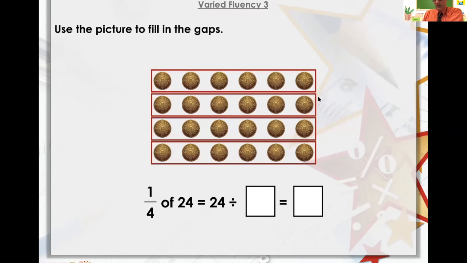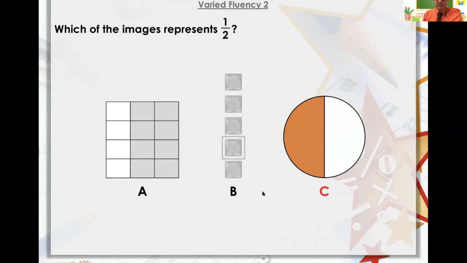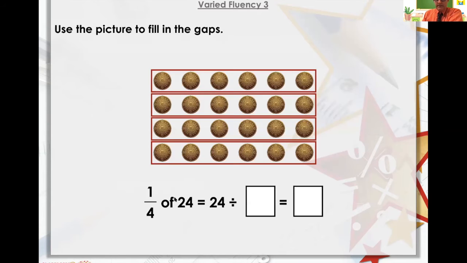1/4. There's 4 here. 1, 2, 3, 4. Okay. 1/4 of 24. That's divided into 4 separate pieces. And how many in each one? 1, 2, 3, 4, 5, 6. So this one is 6. There are 6 in each group. And how many groups are there? 1, 2, 3, 4. 24 divided into 4 groups equals 6. There you go. Wow.